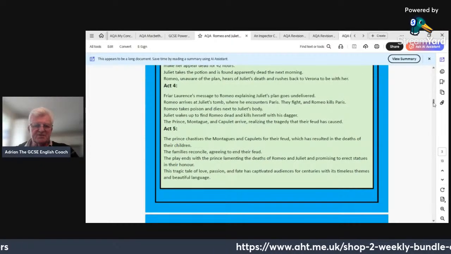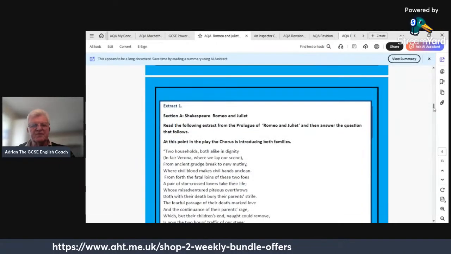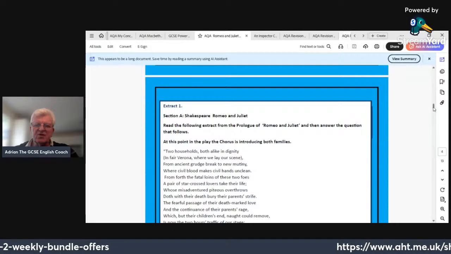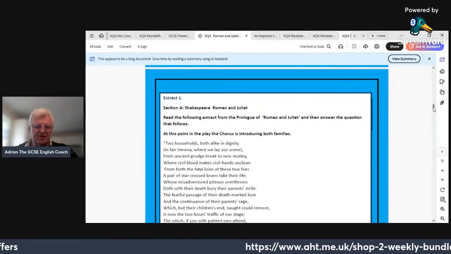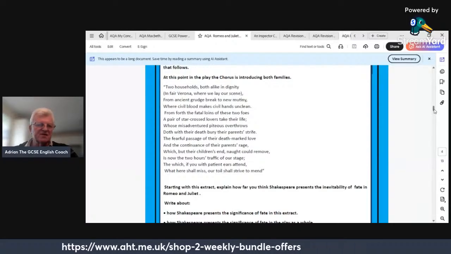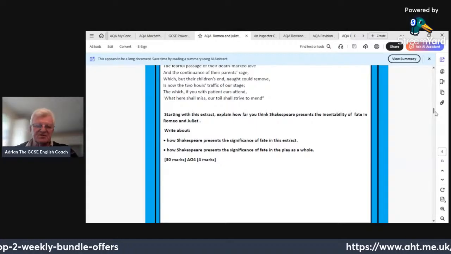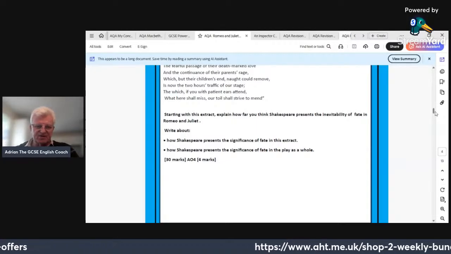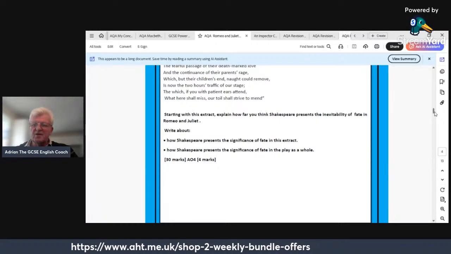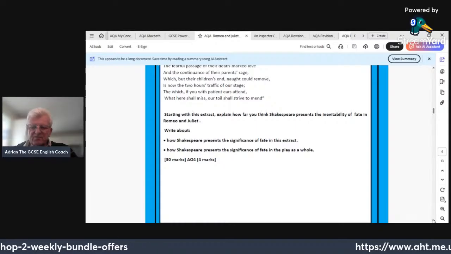And by doing this, it's saving students a lot of time. I know it's difficult sometimes. And then this is where I use extracts, which are the question basis for the exam. So there's "Two households, both alike in dignity." And so that's there. And then you've got the question: how Shakespeare presents the significance of fate in this extract, and how Shakespeare presents the significance of fate in the play as a whole.